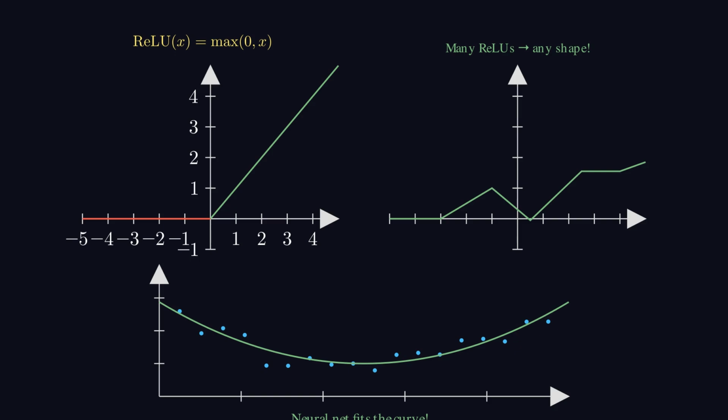Now when you stack layers, each layer can bend the function in a new place. 2 layers can model any curve with corners. 3 layers, 4 layers, you can approximate any function.